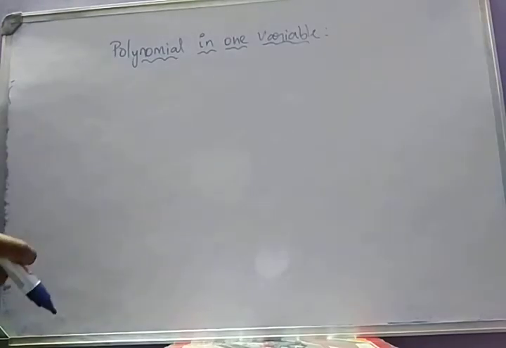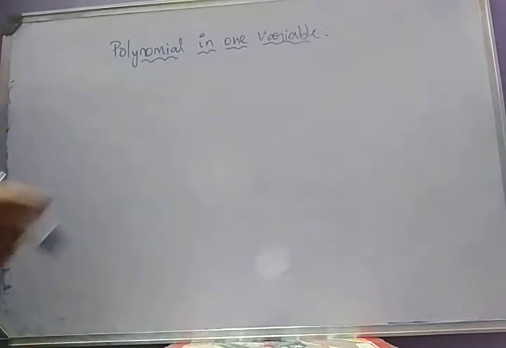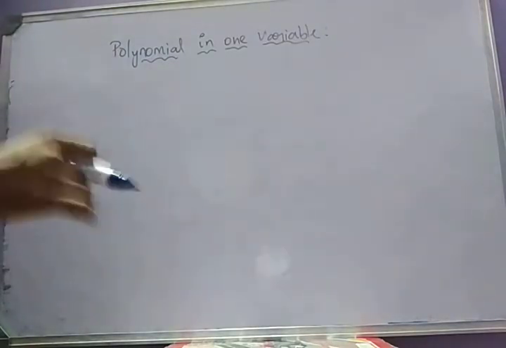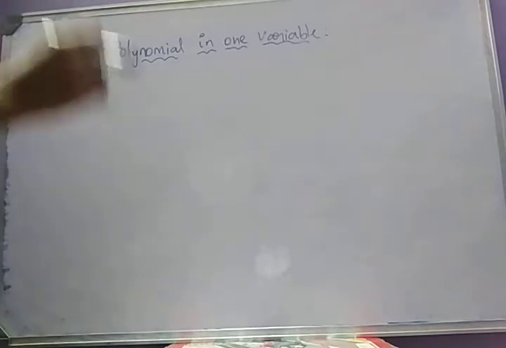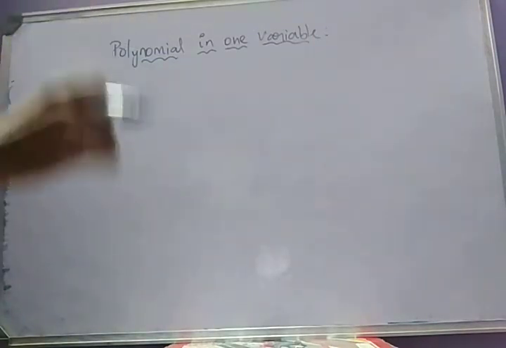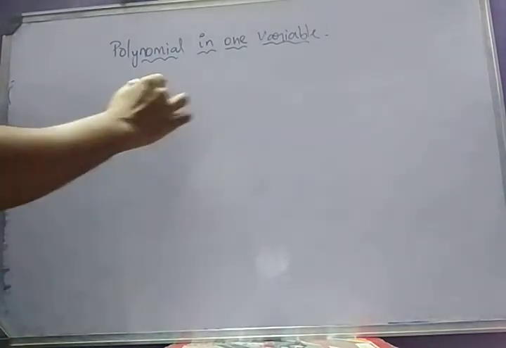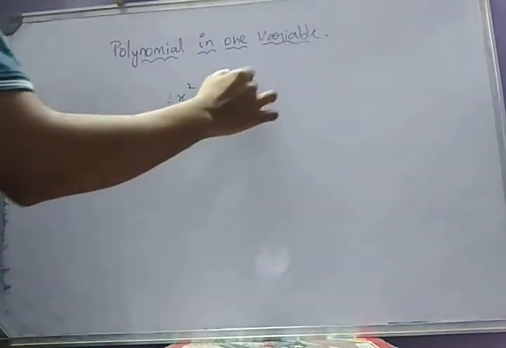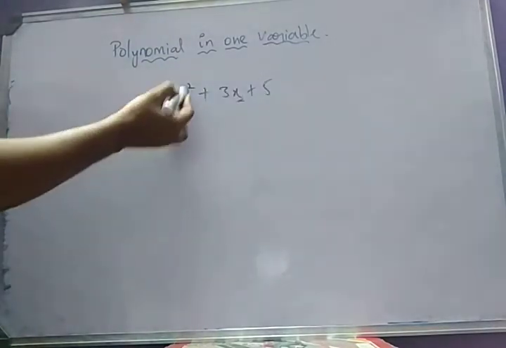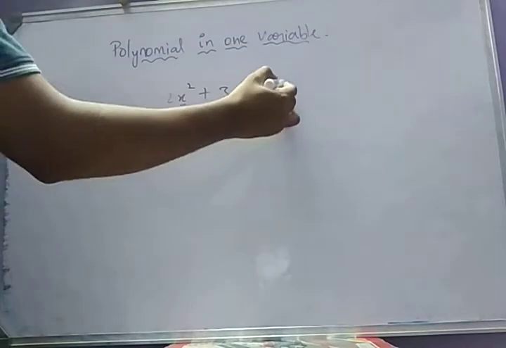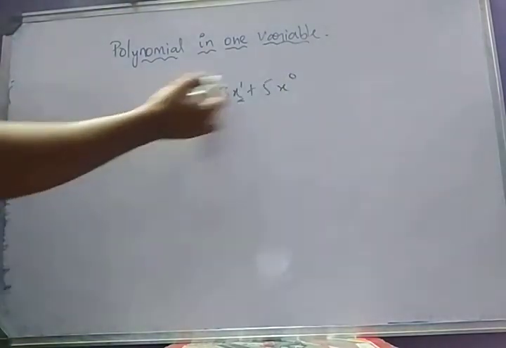Yes, first let us see what is a polynomial in one variable. Of course, a polynomial is a type of algebraic expression where the powers of all the variables are purely non-negative integers. Non-negative integers are nothing but whole numbers. The powers of variables are clearly whole numbers. Yes, example, if you see 2x square plus 3x plus 5, look at the variable x here, and here the power of the variable is 2, here it is 1, and here it is 0. The powers are clearly whole numbers, right?